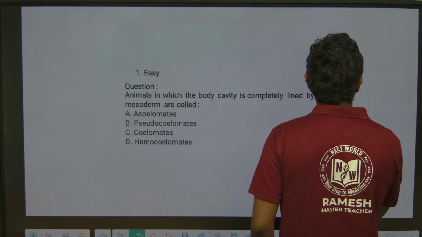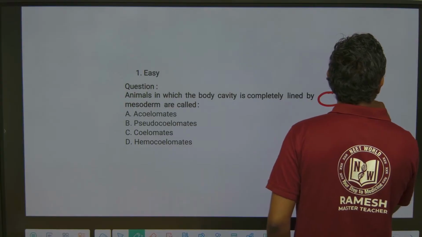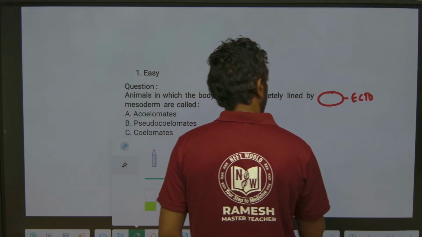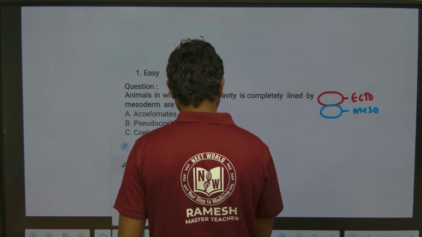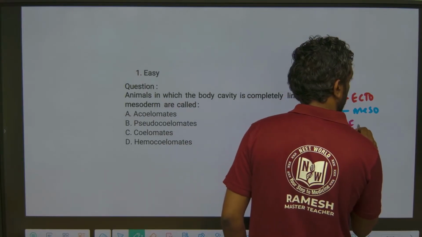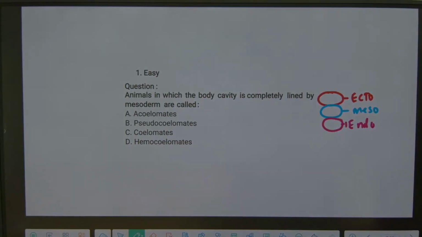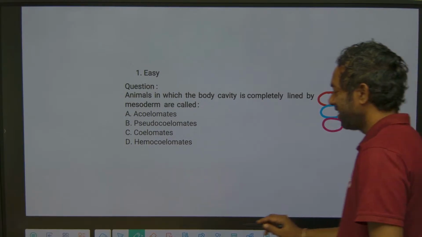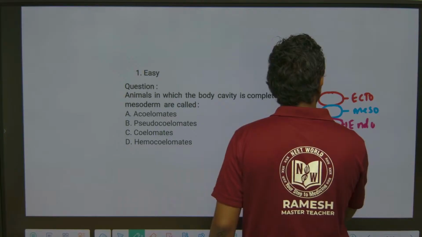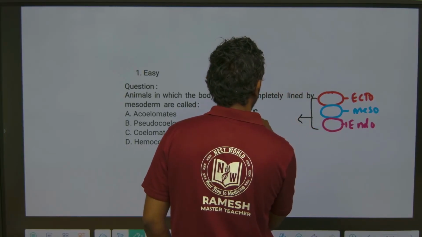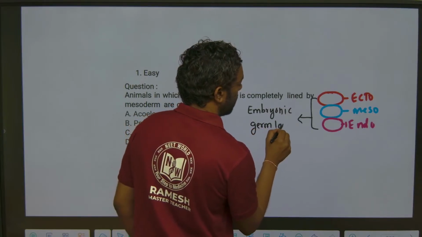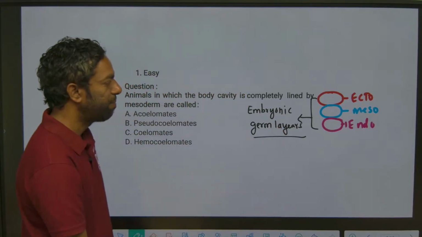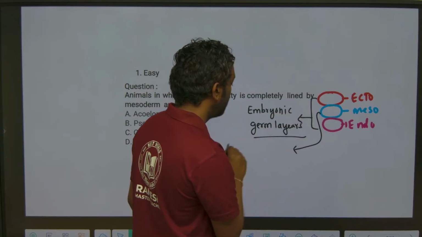Embryonic layers are ectoderm, mesoderm, endoderm. These are germ layers, embryonic germ layers. The mesoderm is the reason for the mesodermal origin.